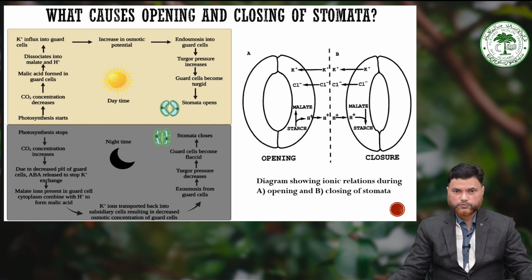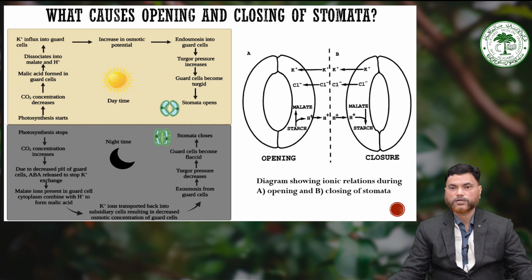Now, just opposite to it, what happens during night? When photosynthesis stops and CO2 concentration increases, at this juncture ABA is released to stop potassium exchange, and efflux of potassium and chloride ions from guard cells takes place. Then again protons flow back from epidermal cells into the guard cells, due to which the pH of the guard cells decreases to 5 and further malate is converted into starch.